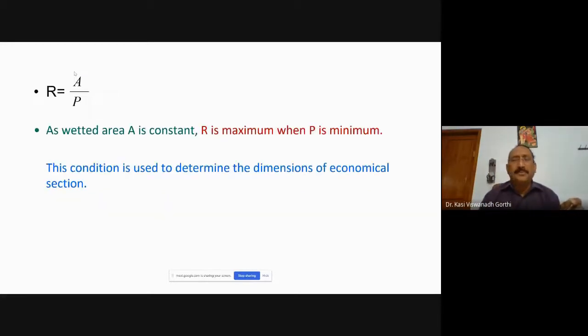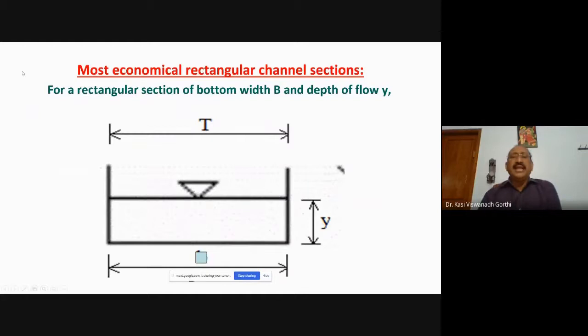If the wetted perimeter P is minimum, then the hydraulic radius R is maximum, velocity V becomes maximum, and the discharge Q becomes high, and hence the channel section is considered to be the most economical channel section. We try to say about different shaped channel sections and the conditions for the most economical section. Let us take the most economical rectangular channel section.